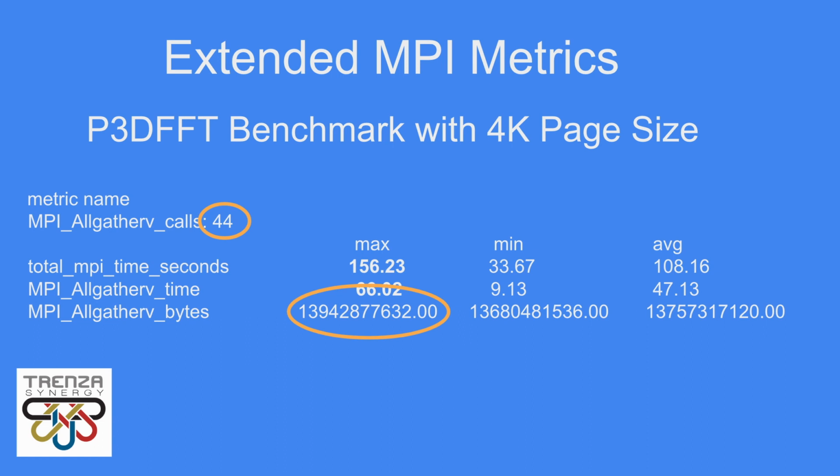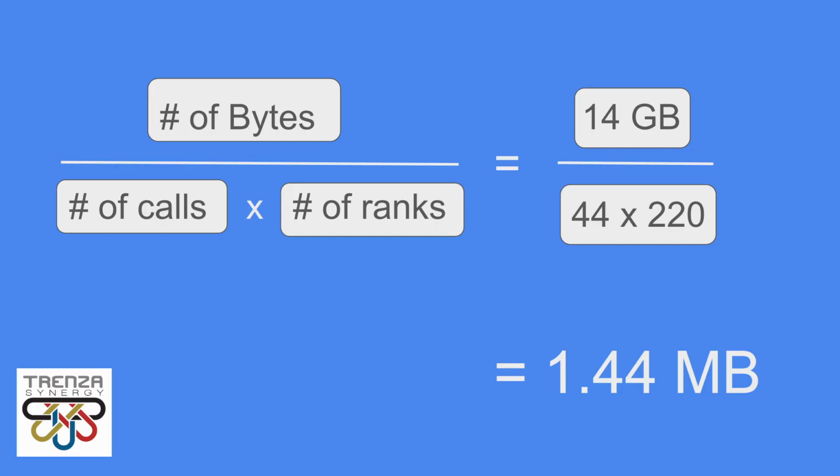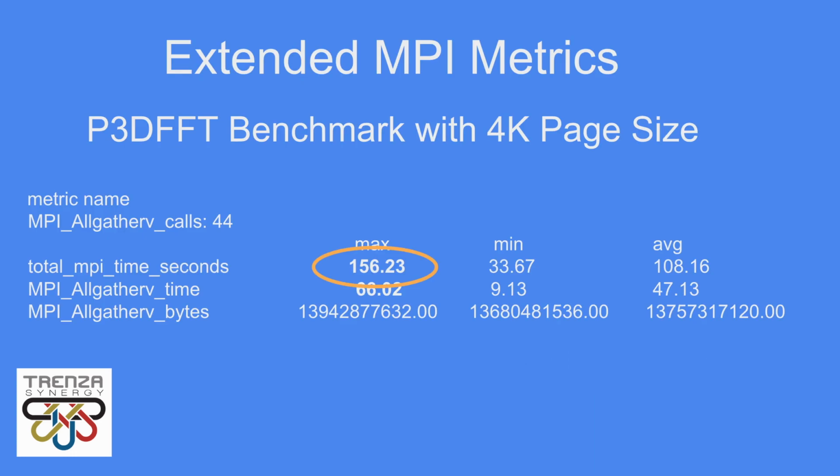This is the nature of the 3D FFT algorithm that requires a corner turn for the second and third dimension of the data array. If we divide the number of bytes in the all-gather call, that's 14 gigabytes, by the number of calls, that's 44, and the number of ranks, that's 220, we get 1.44 megabytes for each communication. The total MPI time for these calls is 156.23 seconds.